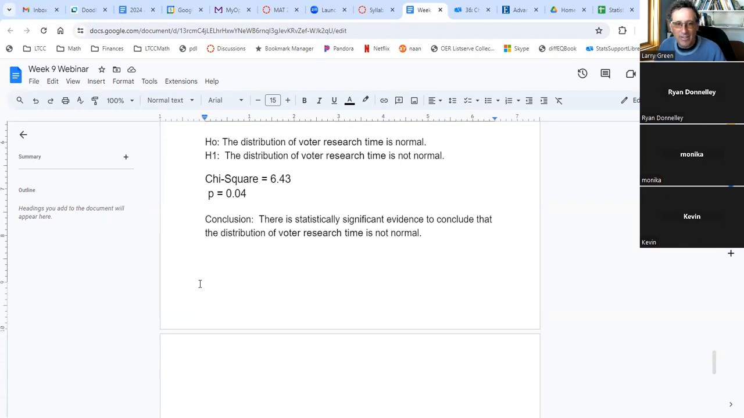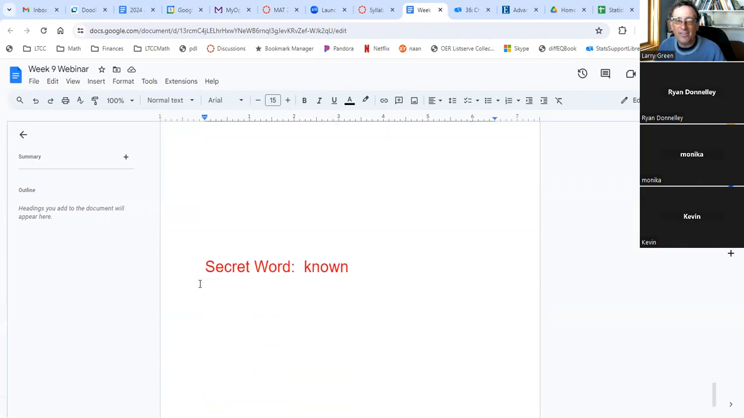So what I want to do is give you the secret word, and that is known, K-N-O-W-N, because if you're looking at the goodness of fit test, you want to see if the unknown distribution is the same as the known distribution. I always try to use a word that you wouldn't guess after reading the chapter, but explaining it now, that makes some sense probably, right? So that's the secret word for this week.